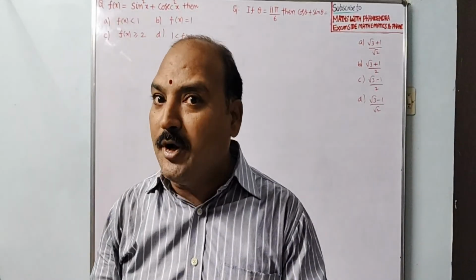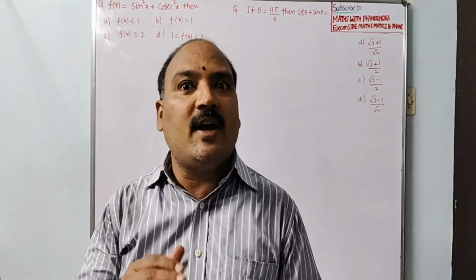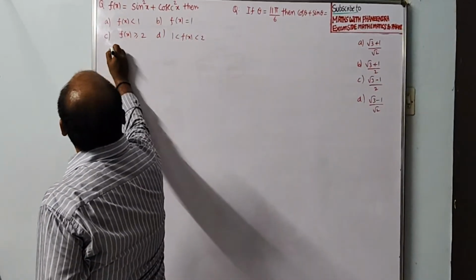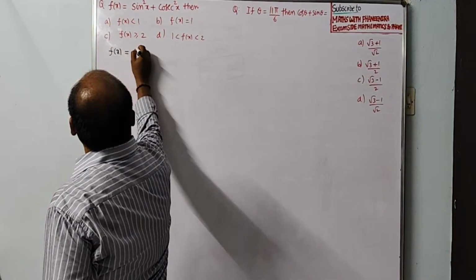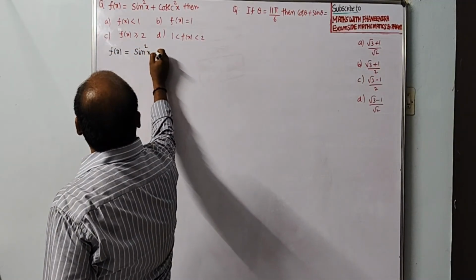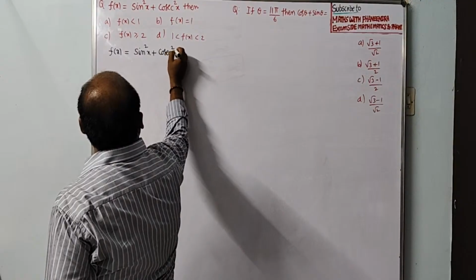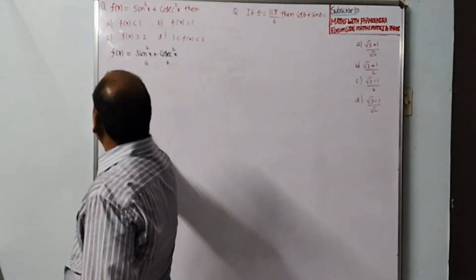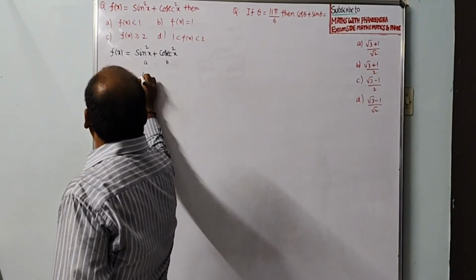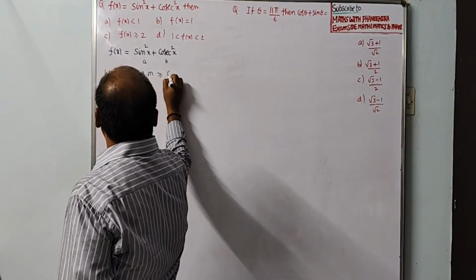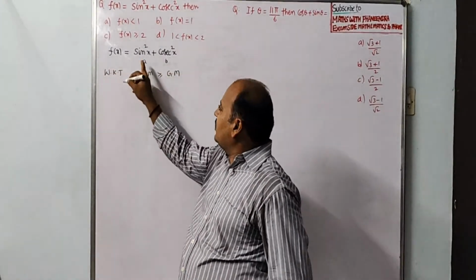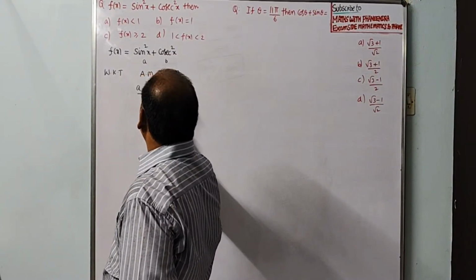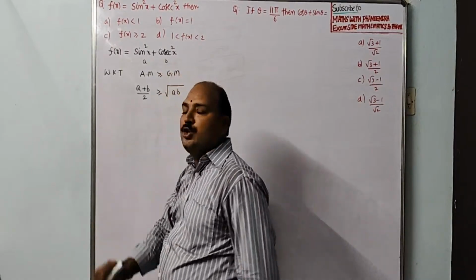In that, one of the important rules we have to apply is arithmetic mean is greater than or equal to geometric mean. See here, f of x is equal to sine square x plus cosecant square x. I am taking this as a, this as b. So we know the inequality: arithmetic mean of two numbers, a plus b by 2, is greater than or equal to geometric mean of two numbers, root of a into b.